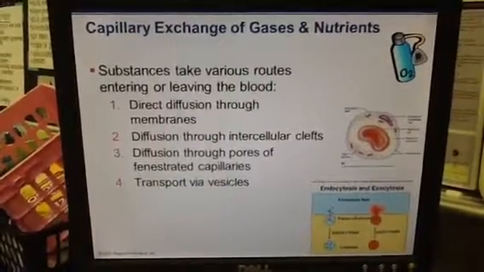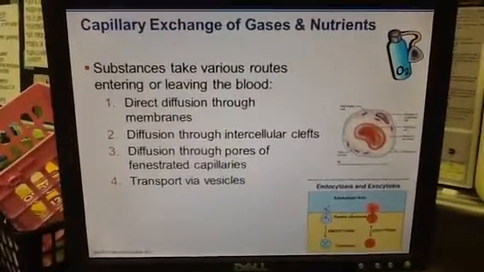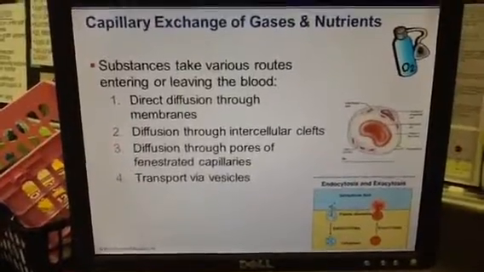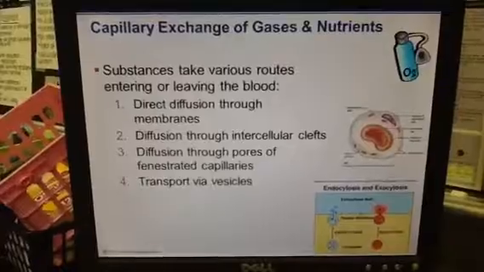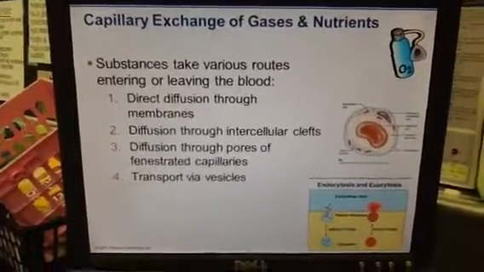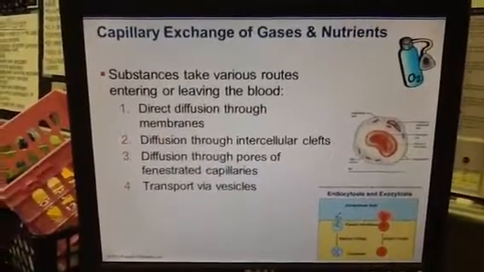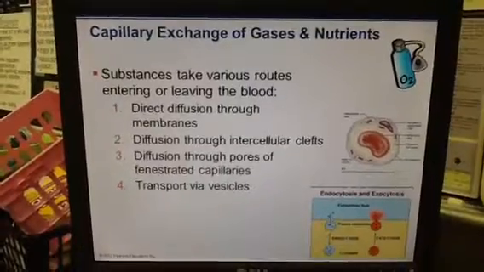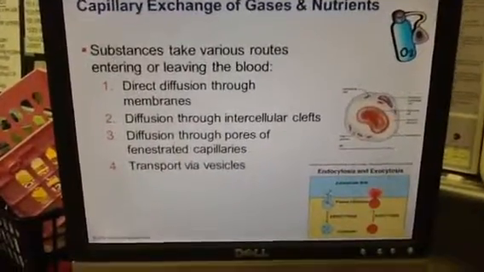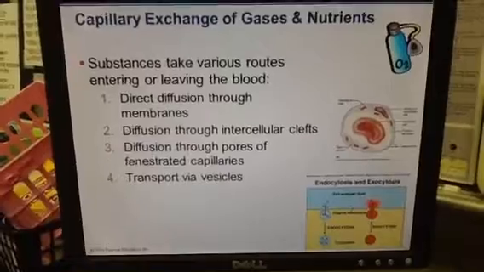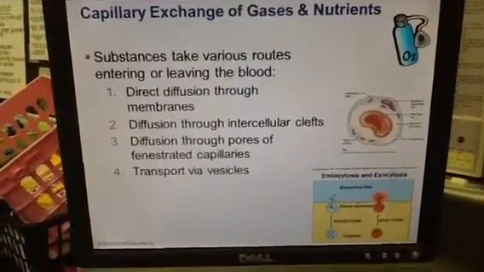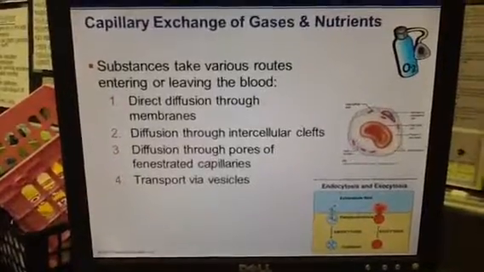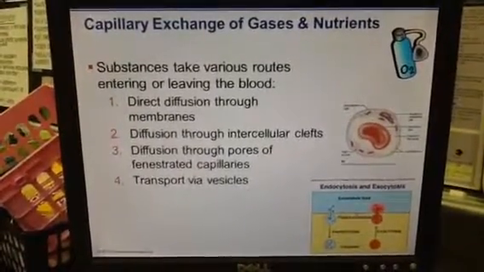So we left off the other day talking about capillary exchange of gases and nutrients and how we have 4 different routes that substances are going to take if they're going to either enter or leave the blood. So we talked about direct diffusion, which is a flashback to freshman year of moving from a high concentration to a low concentration. So this is how those respiratory gases move, like oxygen and carbon dioxide.